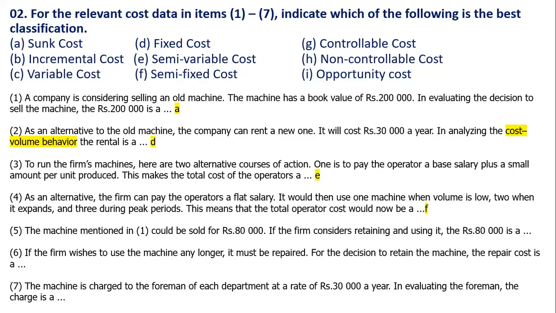Then question item 5. The machine mentioned in 1.